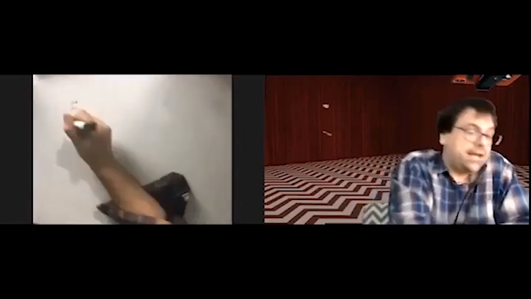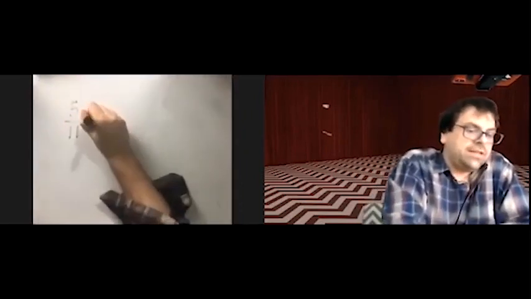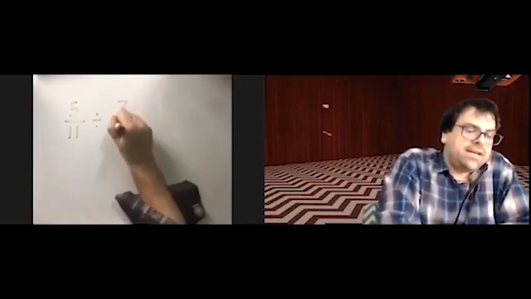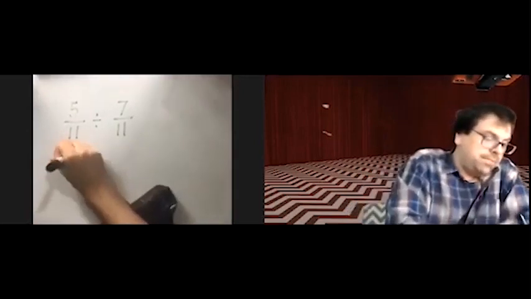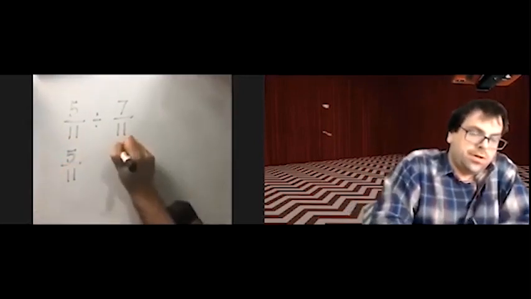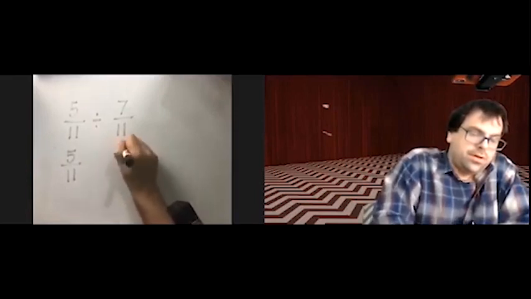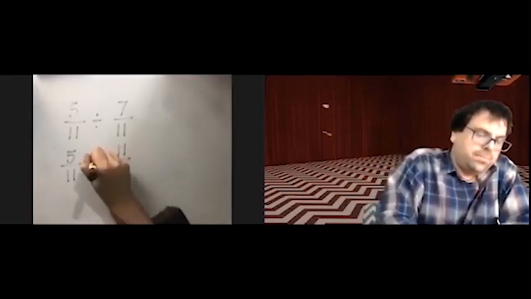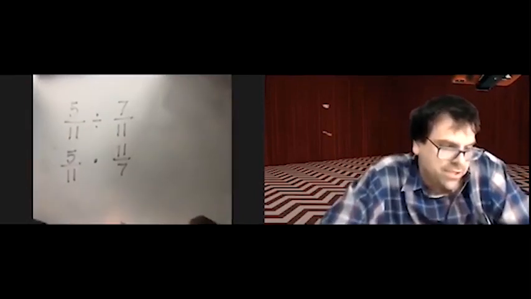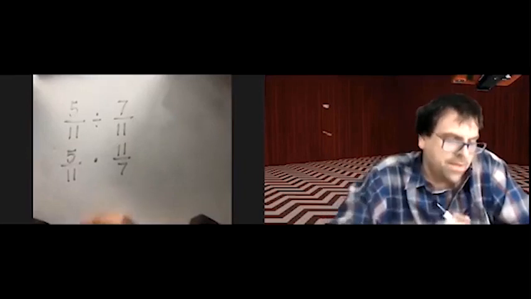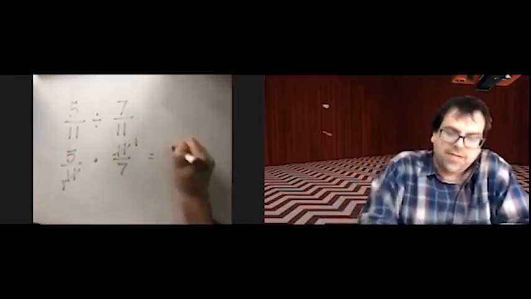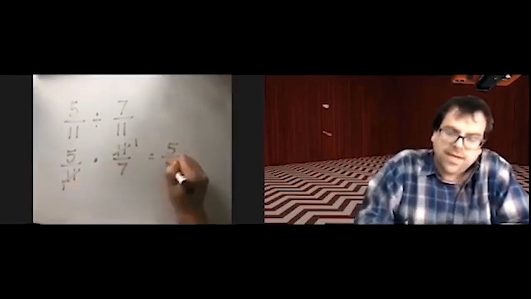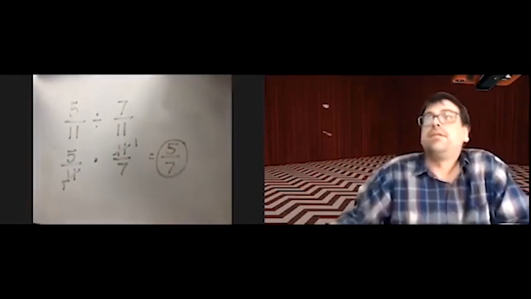Next, let's take a look at 5/11 divided by 7/11. Keep, flip, change division to multiplication. The 11s cancel, 1 over 1. 5 times 1 is 5. 1 times 7 is 7. 5/7.